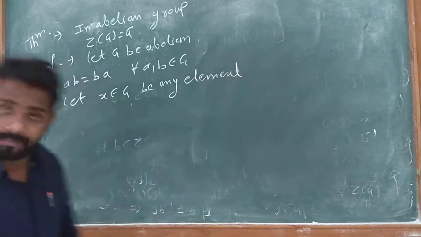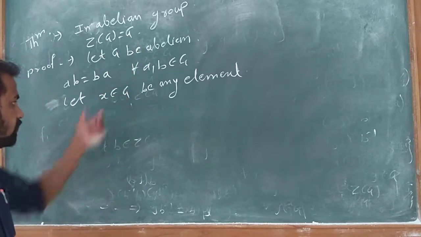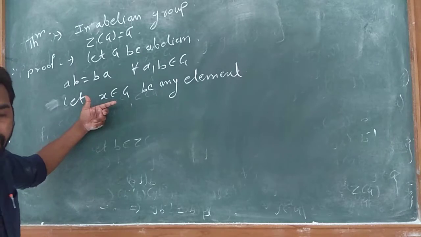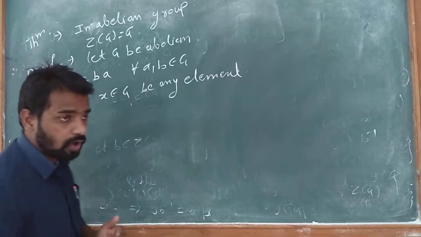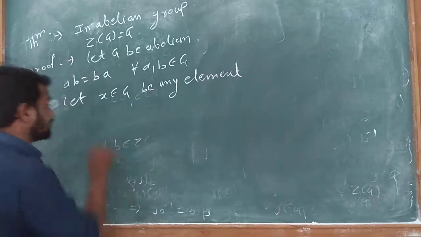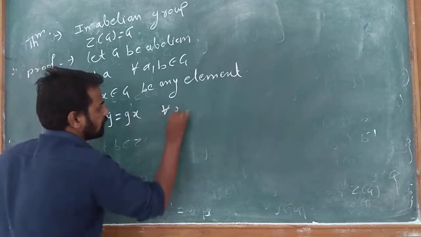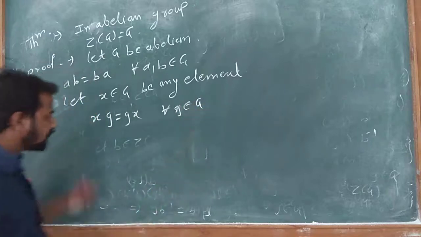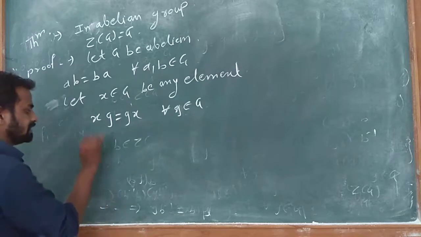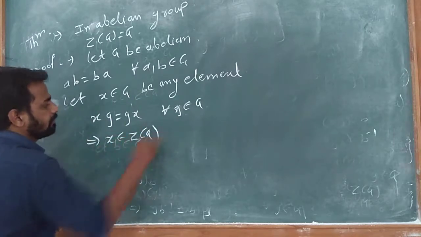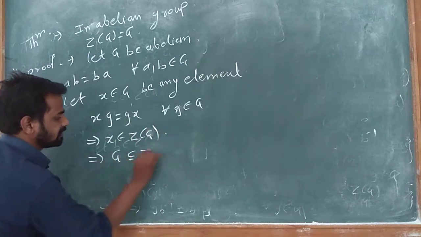Let X belongs to G be any element, and we have to show that G is a subset of Z of G. For proving, we take X belongs to G be any element. But G is an abelian group, and in an abelian group all elements commute with each other. Therefore, X G is equal to G X for all G belongs to capital G. This implies X belongs to Z of G by definition of center of group G. This implies G is a subset of Z of G.